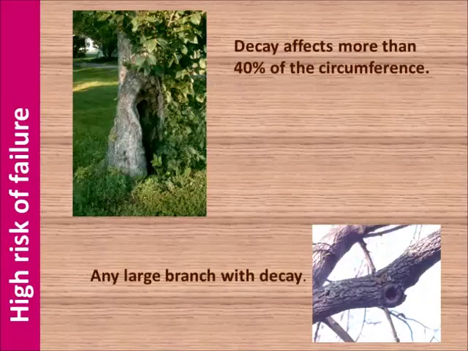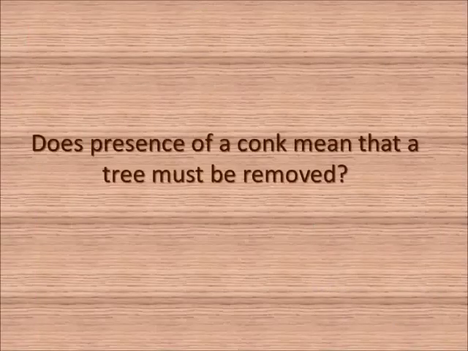And what we tell people that are being trained to assess hazard trees is that at least 40% of the circumference is to be affected by decay to remove the tree, or any large branch with decay should be removed. So this leads us to the first quiz, which is, does presence of a conk or fruiting structure of a fungus mean that a tree must be removed?